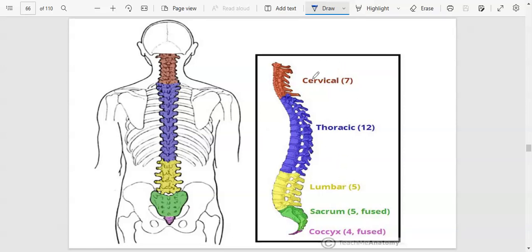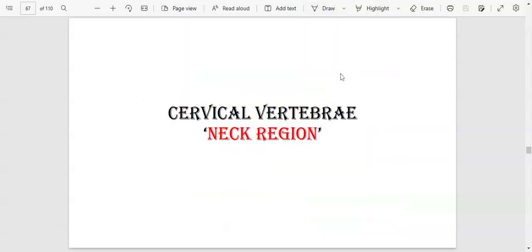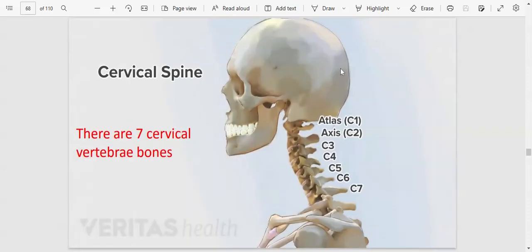Cervical vertebrae is found in the neck region, thoracic in the chest region, lumbar vertebrae just down the chest region, just down the ribs. And then we've got the sacrum, which is very far down there, and then you've got the coccyx, which is also called the tail. All right, so let's start with the cervical vertebrae, which is found in the neck region.